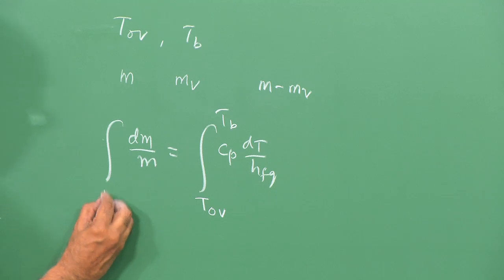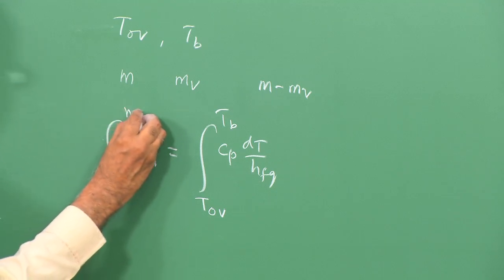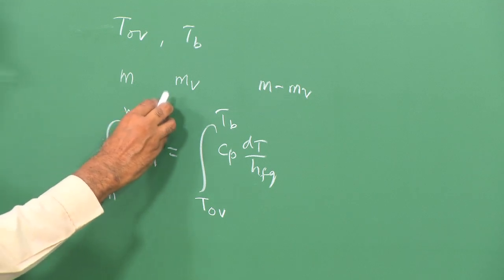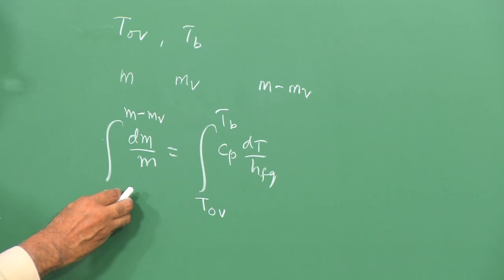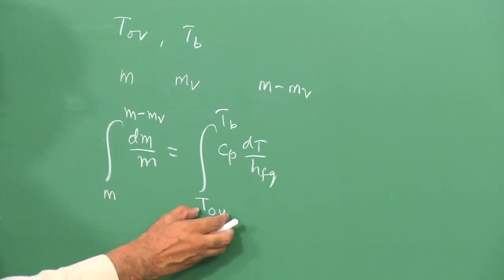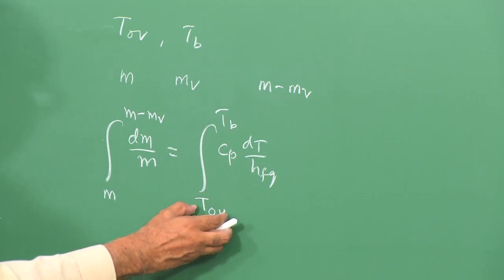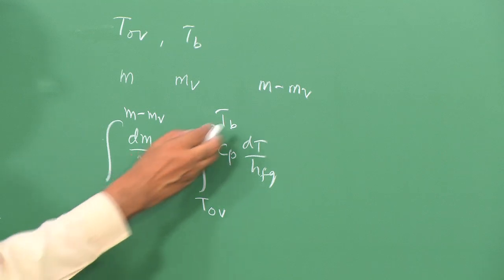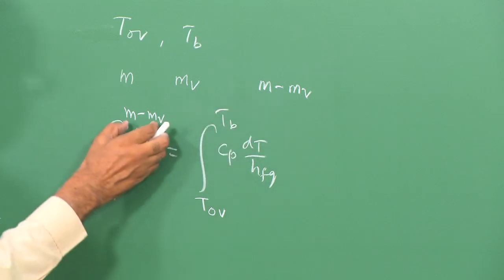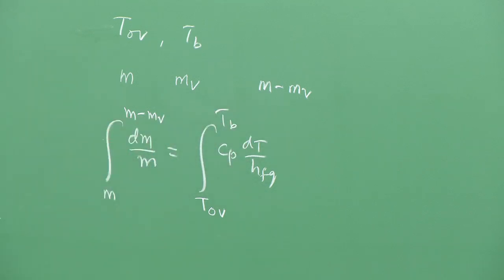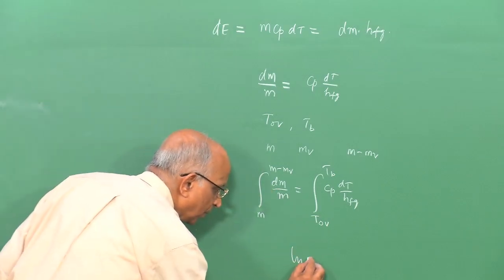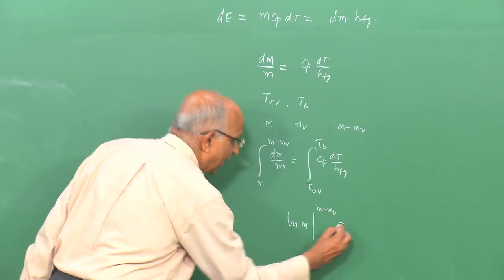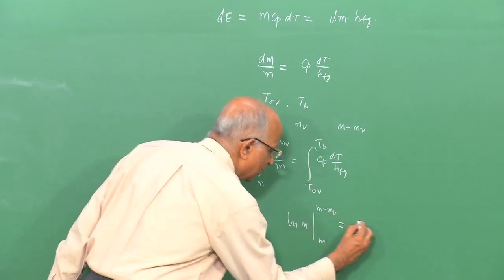Initially I have a mass m, and the final mass of the liquid is m minus the one which is evaporated. In other words, mv is the mass which is evaporated. The initial mass m corresponds to the overheated, that is unstable or metastable liquid at temperature T overheated, and corresponding to the boiling temperature, when it evaporates, the mass left is m minus mv. Therefore, when I integrate, I get ln m going from m to m minus mv, and on the right hand side I get Cp.